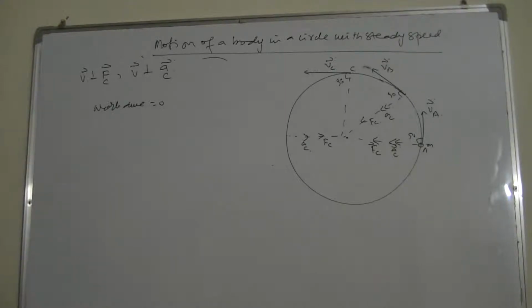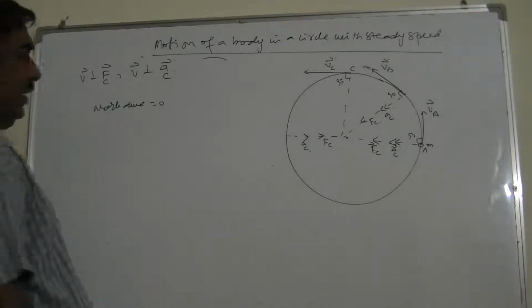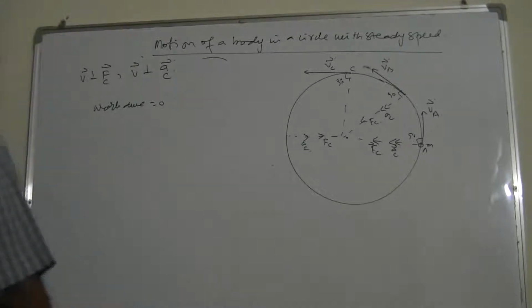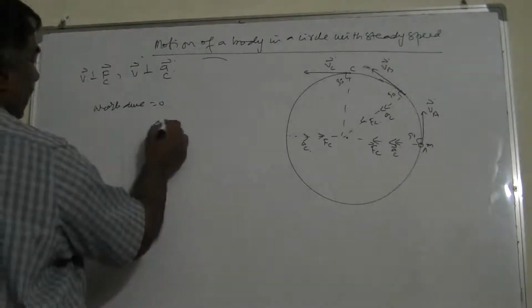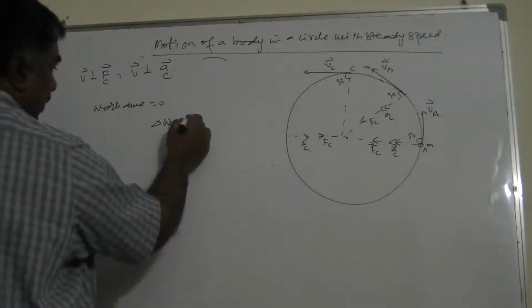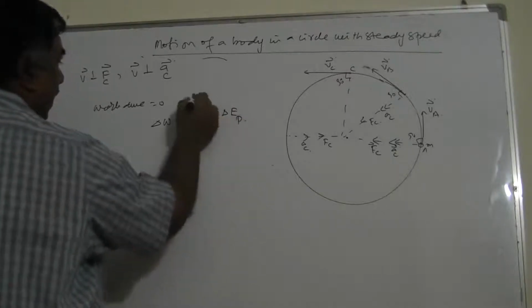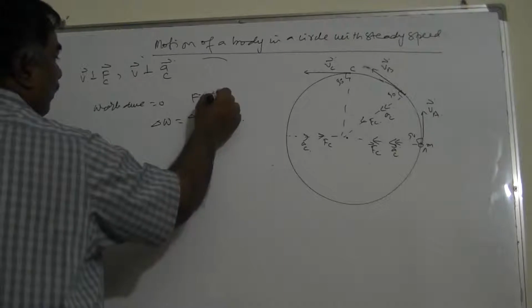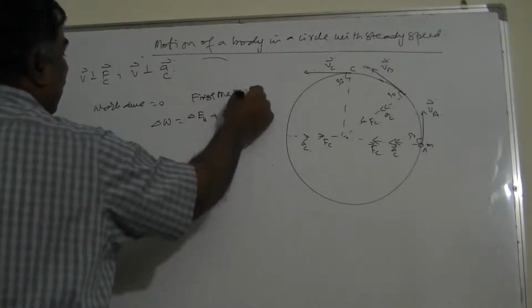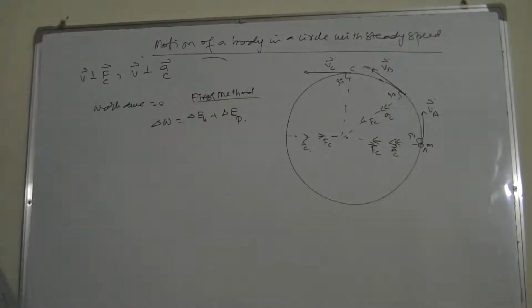Actually, there are two main proofs saying the work done in a part of a circle is 0, a horizontal circle I mean, and work done in the entire circle is also 0. I can prove it in two ways. I can give the work in the equation. Work done is change in kinetic energy plus change in potential energy. First method, I can prove the work done is 0: work done is change in kinetic energy plus change in potential energy.